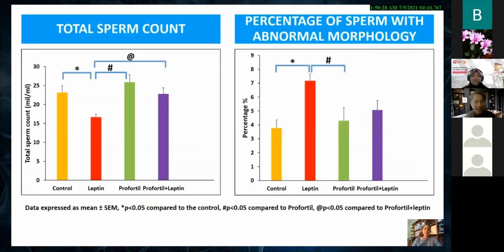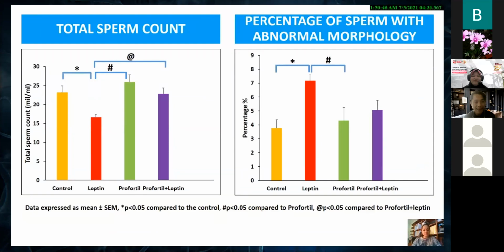Total sperm count was observed to be significantly lower in the leptin-treated rats compared to control, Profotil, and Profotil plus leptin-treated rats. Percentage of sperm with abnormal morphology was observed to be significantly higher in the leptin-treated rats compared to control and Profotil-only treated rats.